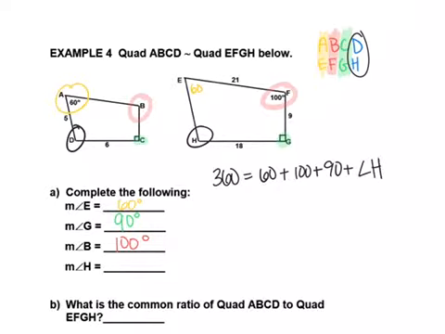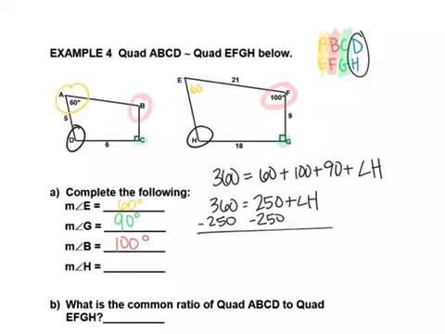So if I were to solve for this, 60, 100, and 90 would be 250. And then take away 250. And angle H is 110 degrees. And angle H is also congruent to angle D. So we completed those by using our congruence statements.